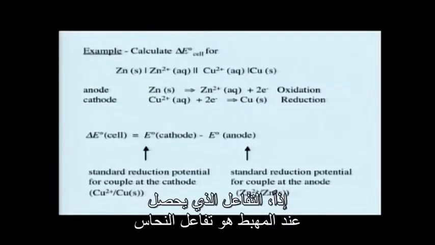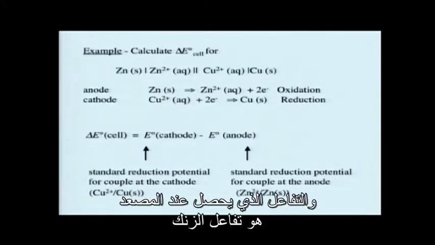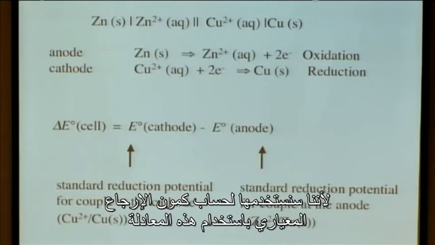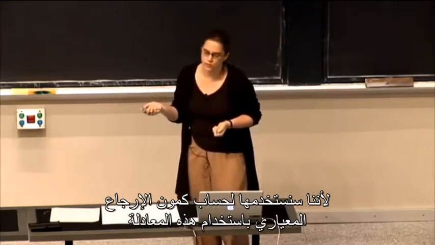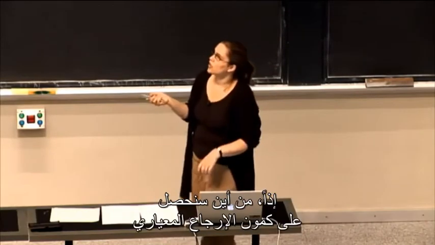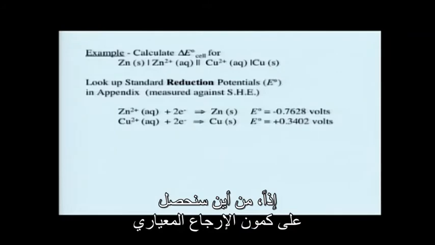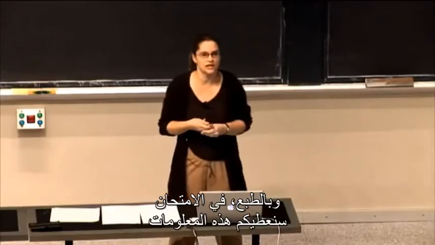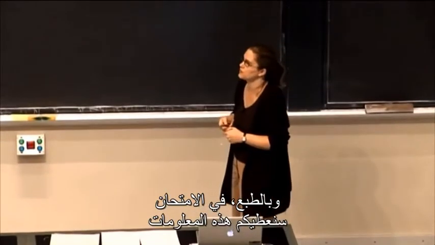So the reaction that's occurring at the cathode is the copper reaction, and the reaction at the anode is the zinc reaction. And note here I have these written as reduction potentials because we're going to be plugging the standard reduction potential into this equation. So where do we get our standard reduction potentials? Well, your textbook has tables of many standard reduction potentials. And of course, on an exam, you would be given that information.